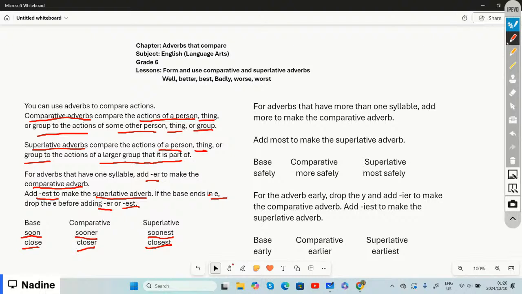So soon, sooner, soonest, close, closer, closest. A comparative adverb compares the actions of either a person to another person or a thing to another thing. And a superlative adverb compares the actions of a person to a larger group, or a thing to a larger group.